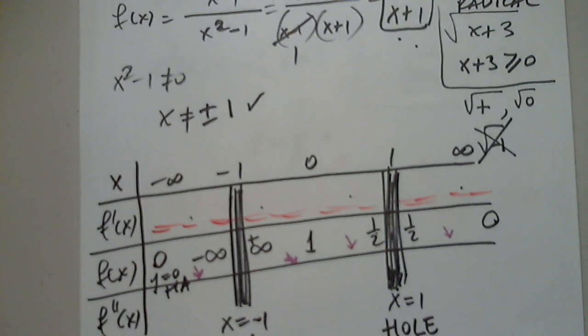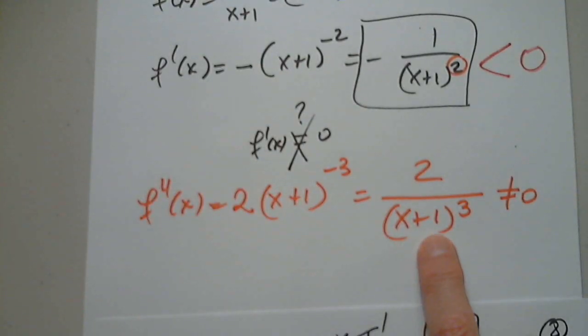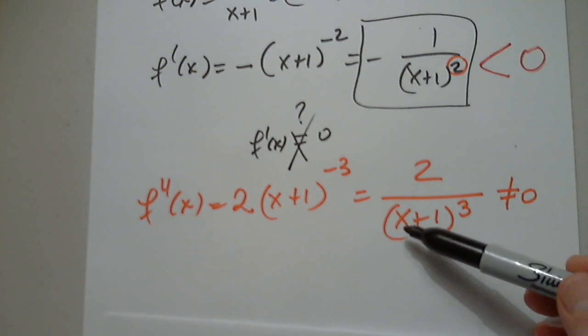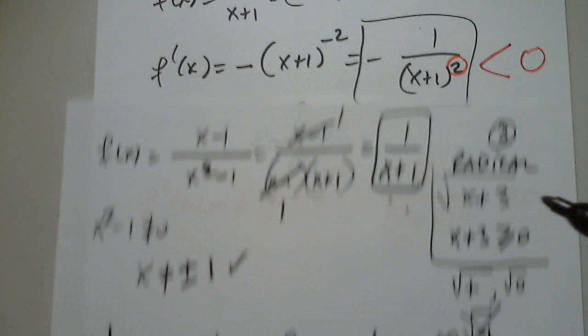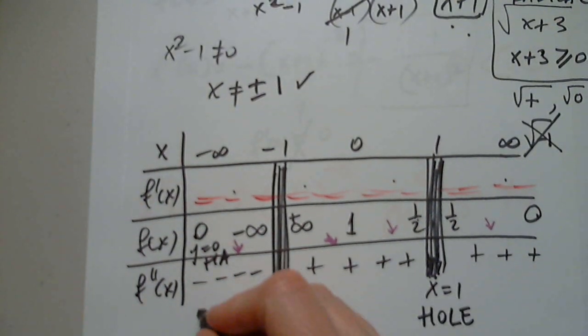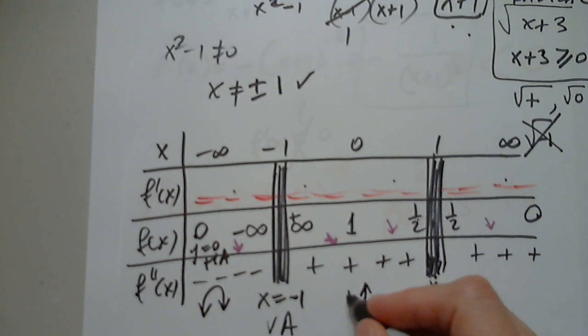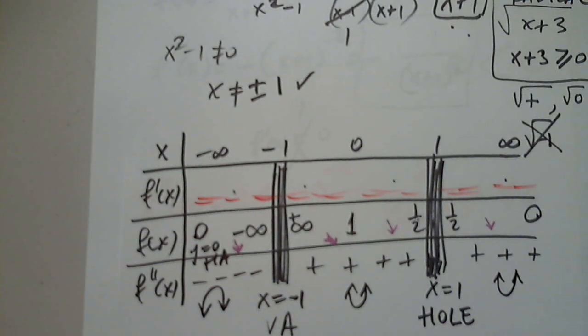Okay, so one option would be I plug in -5. -5 plus 1 is negative, to the third power is negative. I plug in 0. 2 over 1, positive. I plug in 10, positive. When the second derivative is negative, the function does not hold water. When the second derivative is positive, the function holds water. That's all I need. It's done.